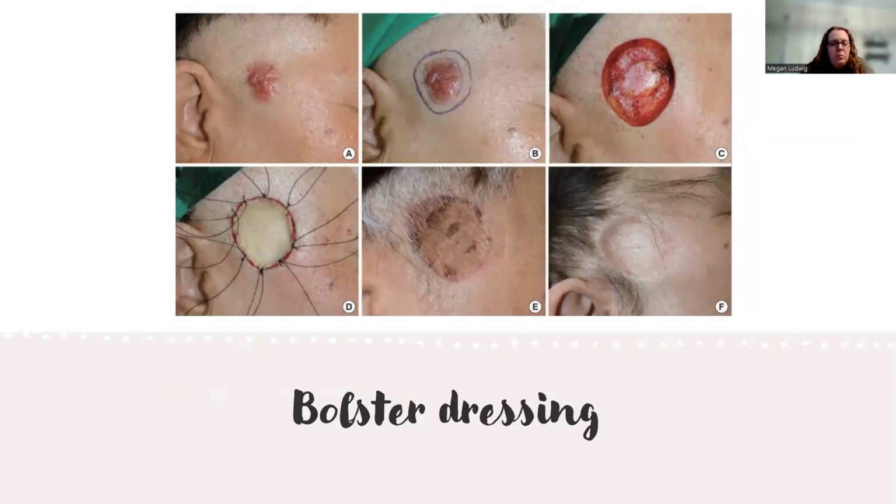Anyway, for the bolster dressing, you will place something like a cottonoid or a big roll, we call them bolsters, or sometimes they're called dental rolls, and suture it on top of the skin graft. The whole purpose of that is to keep pressure on that skin graft. You don't want blood to get under it because if it does, it's not going to heal. That graft will actually float away from where it needs to heal from. So we want to keep pressure on that skin graft so it can heal. Okay, and I believe that was my last slide.